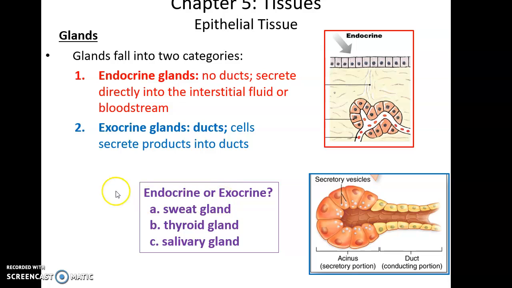So these three glands, endocrine or exocrine. Hopefully you figured it out. Sweat glands, salivary glands, exocrine. Thyroid gland is endocrine. That is it for this part of Chapter 5.